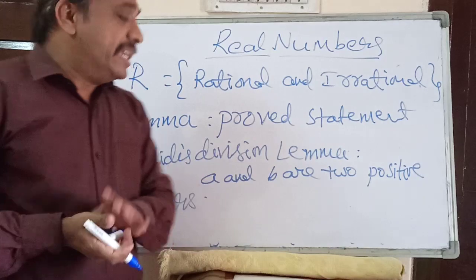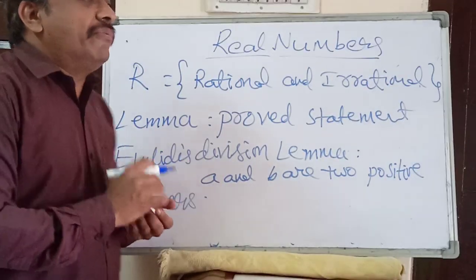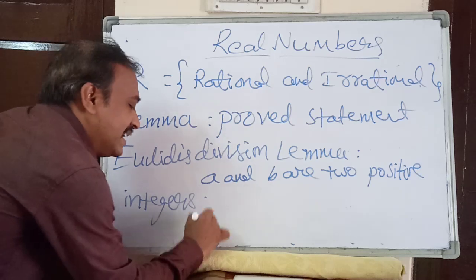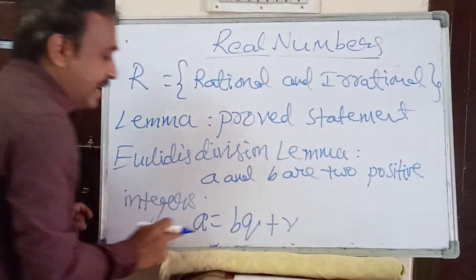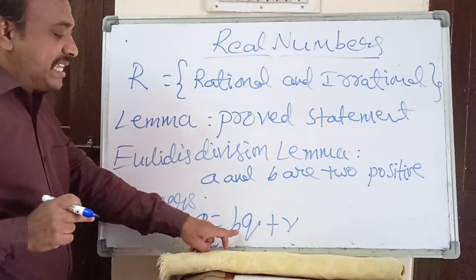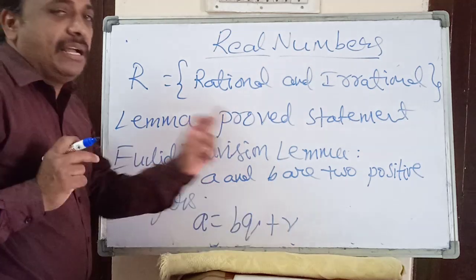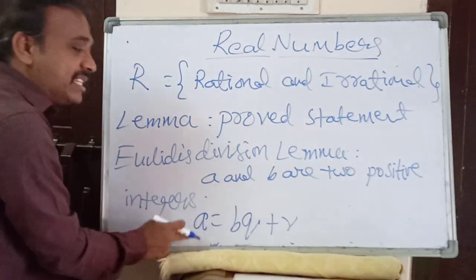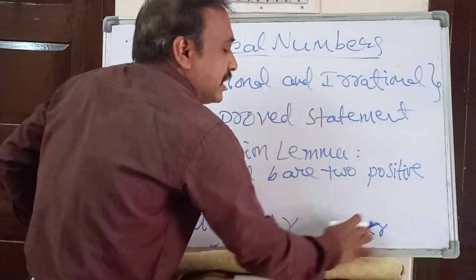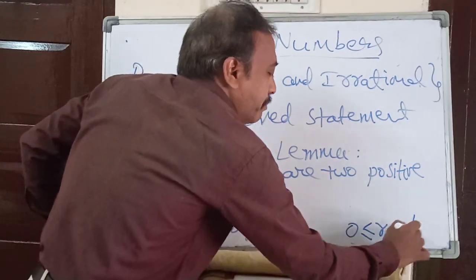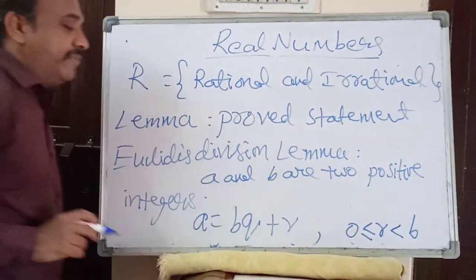If you divide A by B, then that expression we can write like this: A is equal to BQ plus R, where A is the dividend, B is the divisor, Q is the quotient, and R is the remainder. The remainder always lies between 0 and the divisor. This is 0 less than or equal to R less than B.